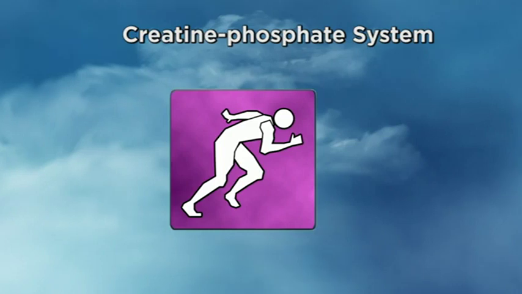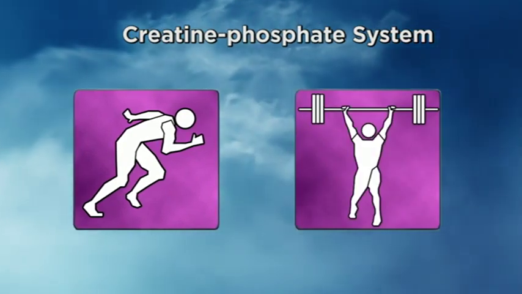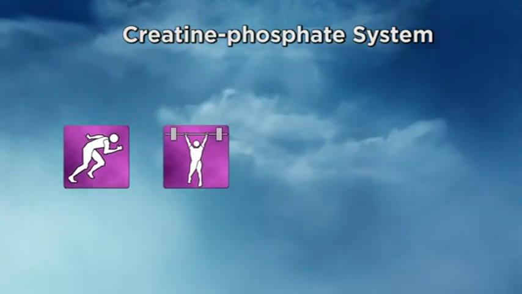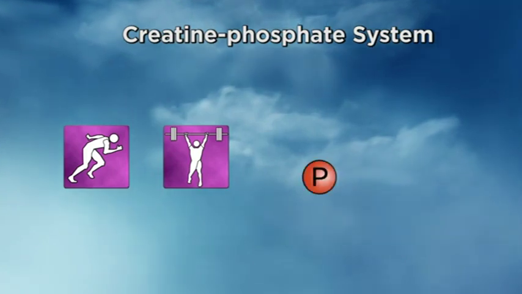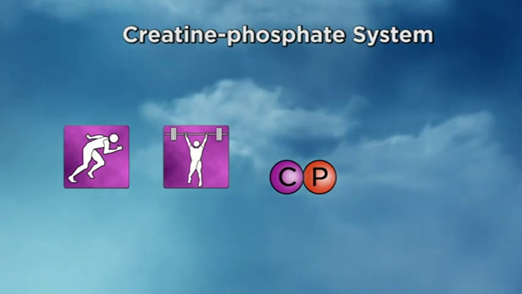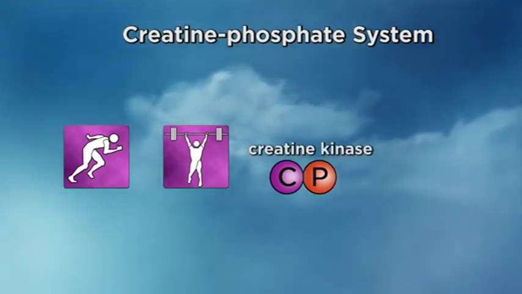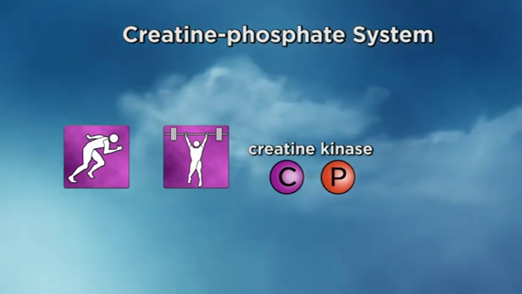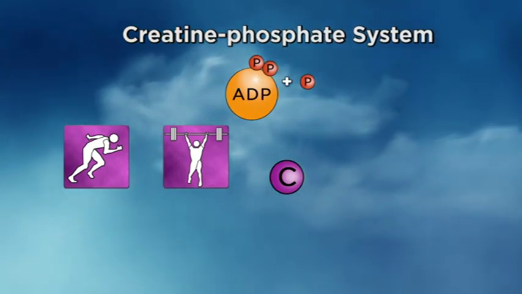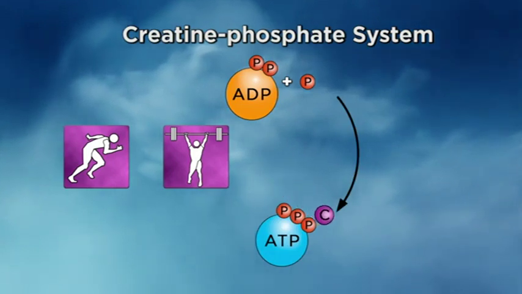Just think about running fast for a few seconds or lifting a heavy object or weight. That's the creatine phosphate system. In this system, you will create ATP first by combining a phosphate with stored creatine, which is a combination of amino acids, to form creatine phosphate. Then, the enzyme creatine kinase breaks the phosphate off of creatine phosphate and allows it to combine with ADP. This forms more ATP and free creatine.